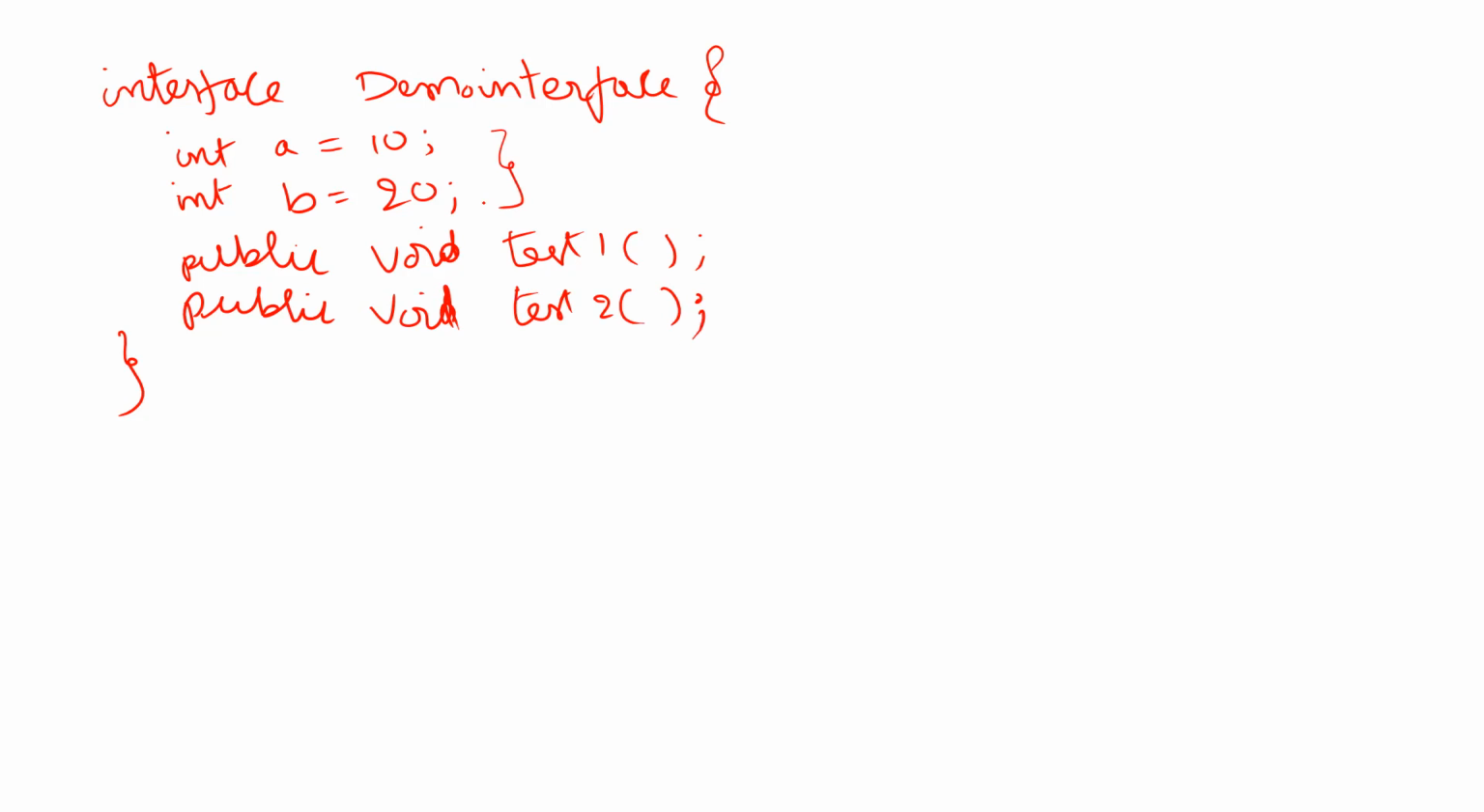These variables are by default public, static and final. These methods are by default abstract, public and abstract.